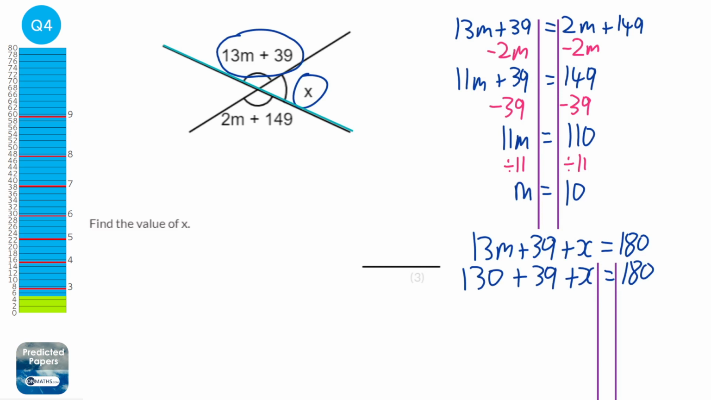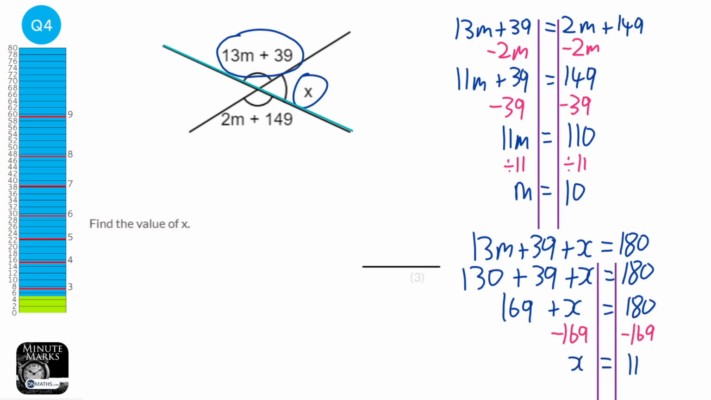And so that's going to be 169 plus x equals 180, and we're going to just take that away from both sides, the 169. So we've got x equals 11. So the value of x will be 11 degrees.